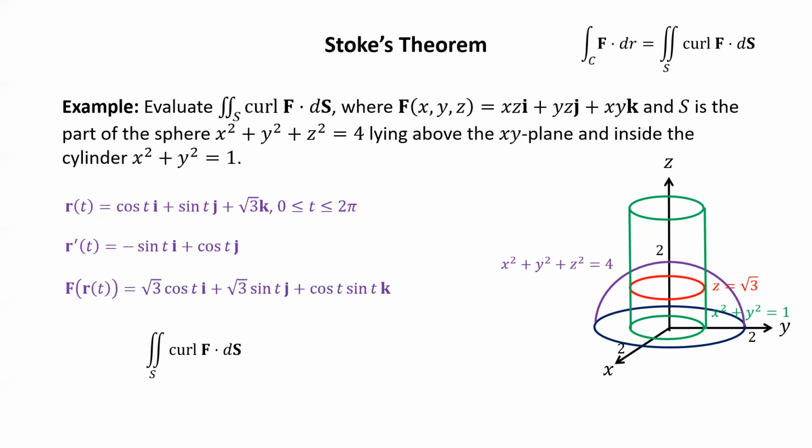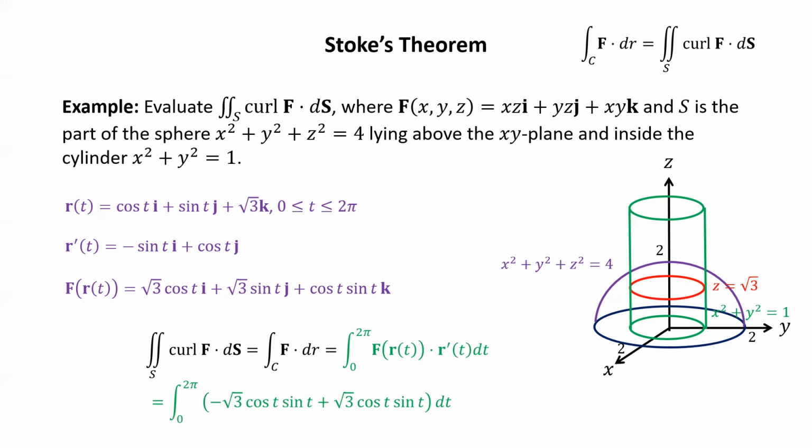Now we're ready to compute the surface integral. We change it to a line integral using Stokes' theorem. So we get the line integral over C of f dot dr, which is the integral from 0 to 2 pi of the dot product of f of r of t with r prime of t dt. Now, when we take that dot product, we get root 3 cosine t times negative sine t, or negative root 3 cosine t sine t, plus root 3 sine t times cosine t, or root 3 cosine t sine t. Those two terms actually add up to 0. So we just get the integral from 0 to 2 pi of 0 dt, which is just 0.